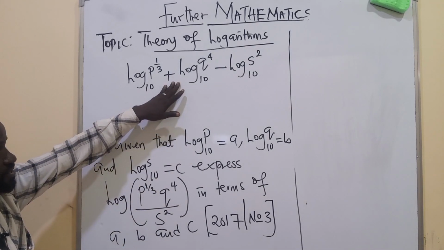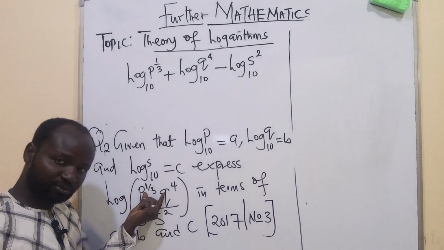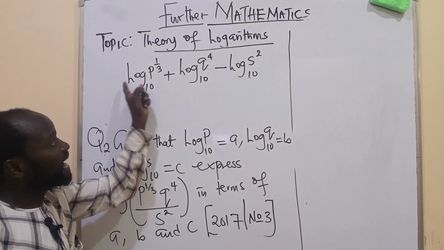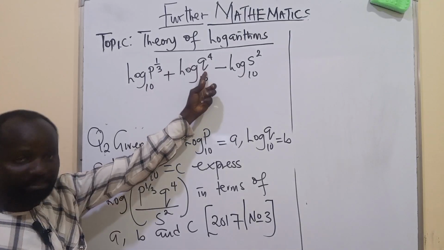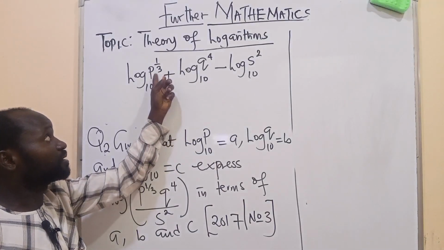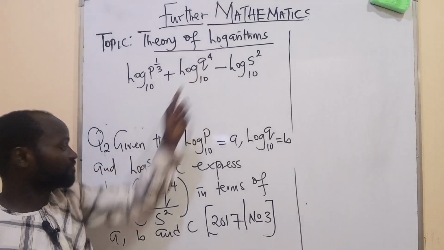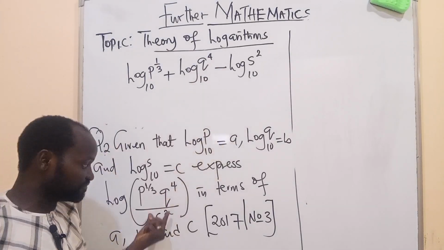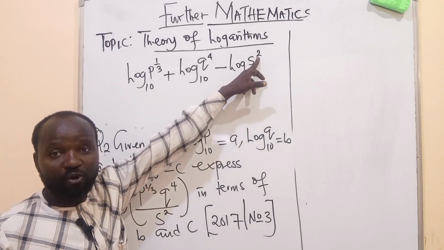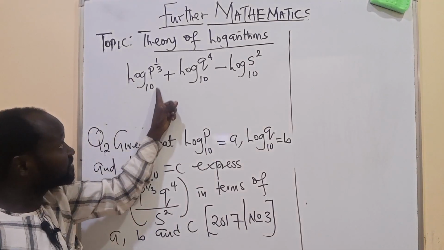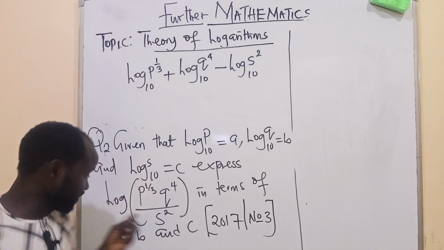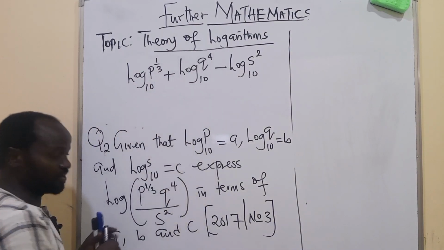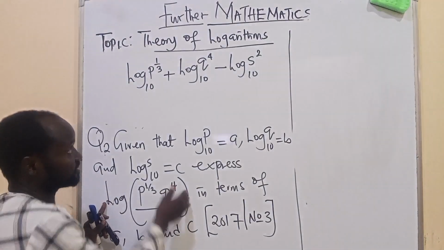How did I come about this? You realize that this multiplication is addition in logarithm. It means when we are adding in logarithm, we can multiply the power. It means if I say p power 1 over 3 times q power 4, I will still get this. Then subtraction in logarithm means division. Then this will be divided by s power 2. And log to base 10 is common, meaning I can factor it out like the way it is like this. Then I will multiply this power, then I will divide. In other words, this is equals to this.